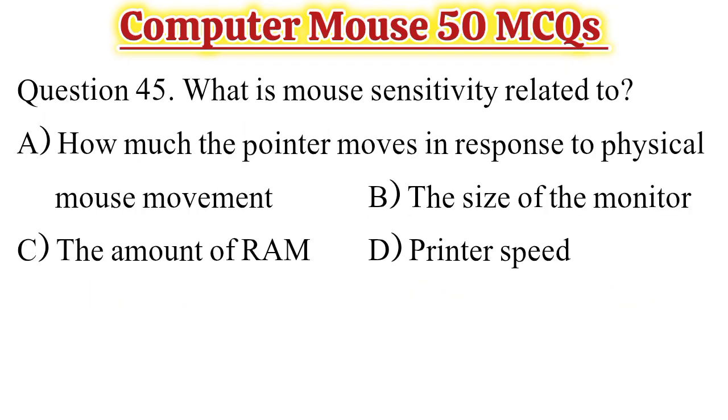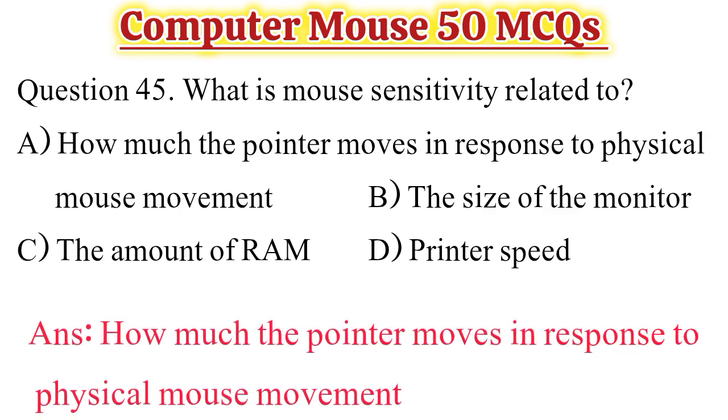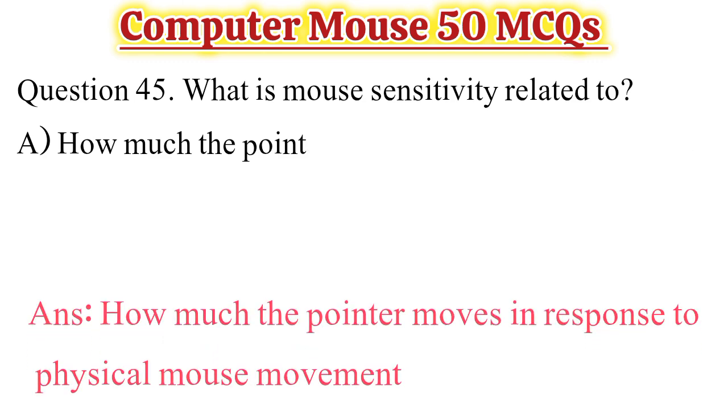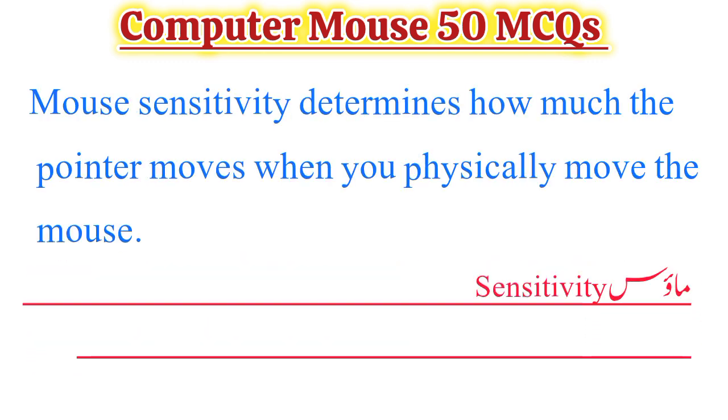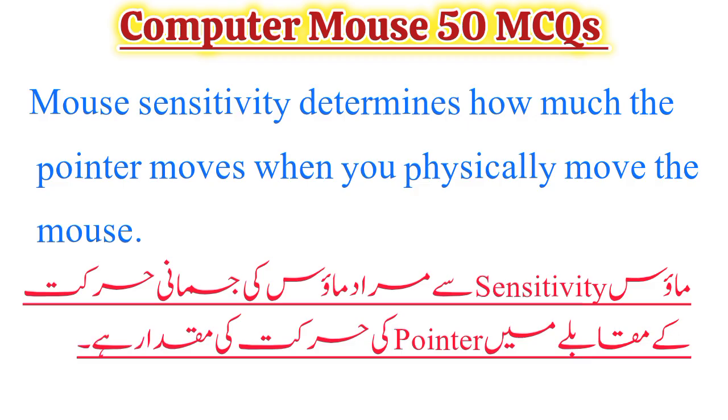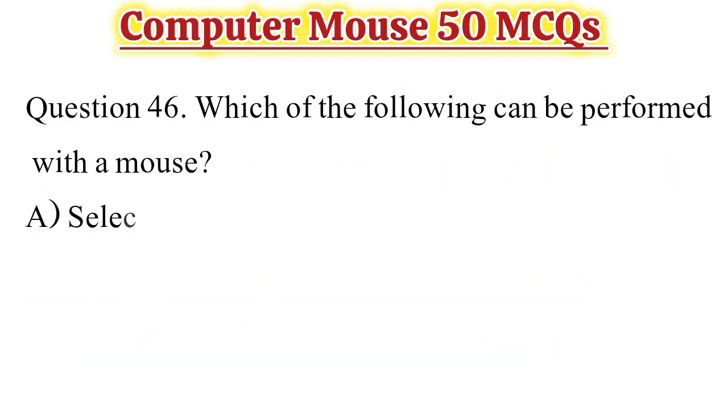45. What is mouse sensitivity related to? A. How much the pointer moves in response to physical mouse movement. B. The size of the monitor. C. The amount of RAM. D. Printer speed. Answer: A. How much the pointer moves in response to physical mouse movement. Mouse sensitivity determines how much the pointer moves when you physically move the mouse.